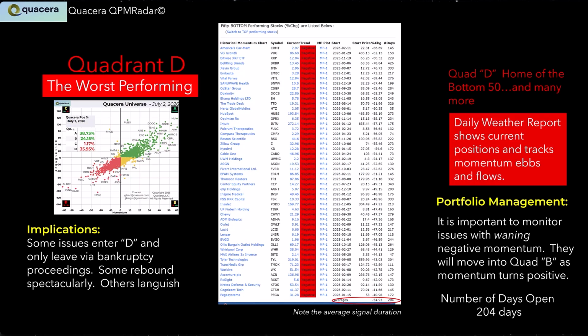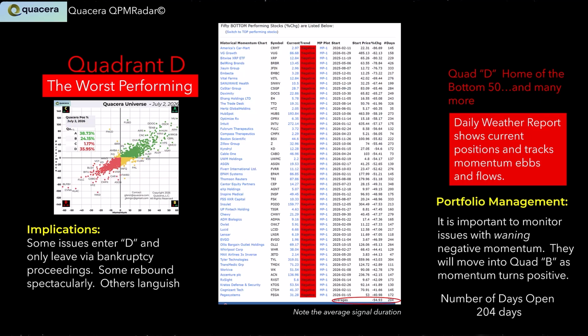Quadrant D is the home of the worst performing issues. They can be the death cell or death quadrant, some that can only leave via bankruptcy. Some will languish there for a long time, but some will turn around and their negative momentum will turn positive. They'll move into quadrant B. This is what investors are looking for with the weather report: are there issues in quadrant D that are beginning to turn around?